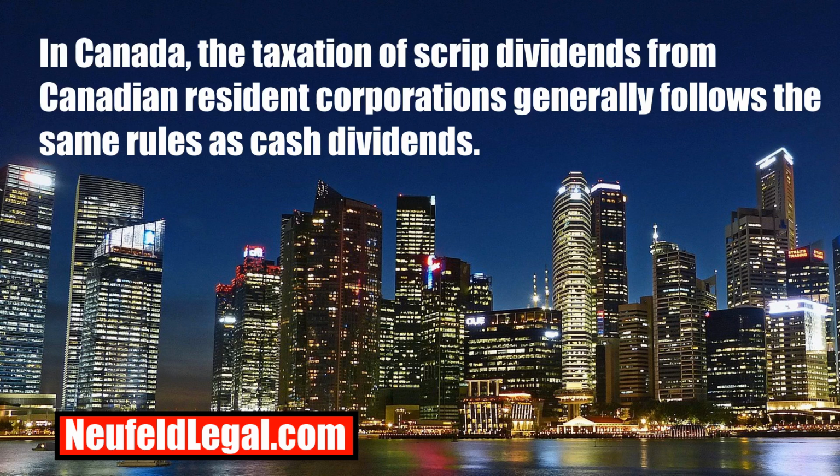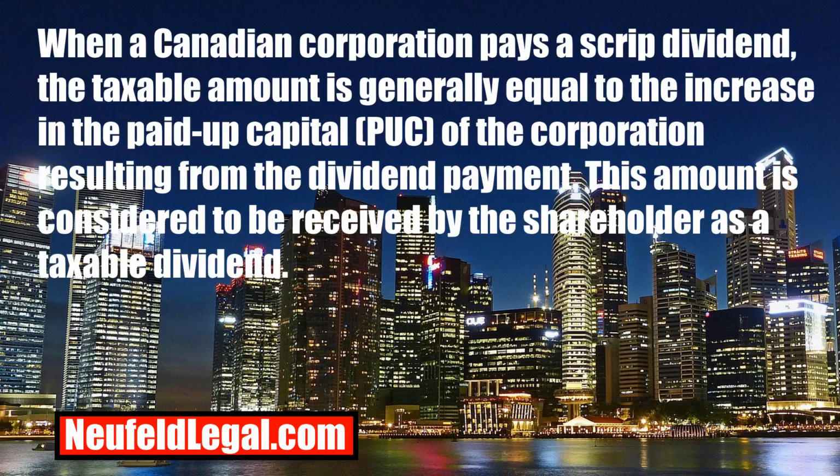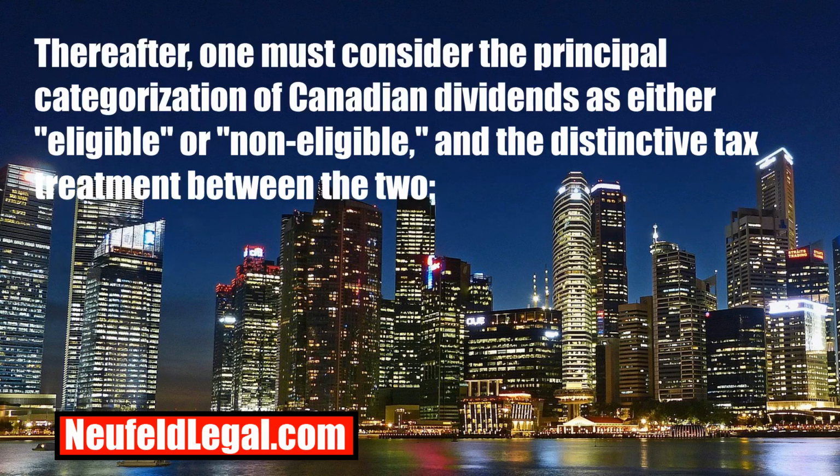Taxable amount. When a Canadian corporation pays a scrip dividend, the taxable amount is generally equal to the increase in the paid-up capital, PUC, of the corporation, resulting from the dividend payment. This amount is considered to be received by the shareholder as a taxable dividend. Eligible versus non-eligible dividends. Thereafter, one must consider the principal categorization of Canadian dividends as either eligible or non-eligible, and the distinctive tax treatment between the two.